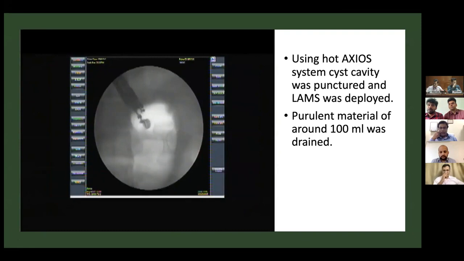The patient was on follow-up for a period of 1 month. After 3 weeks, the stent was removed. The patient showed a significant improvement. He didn't require any necrosectomy after the stent was placed.